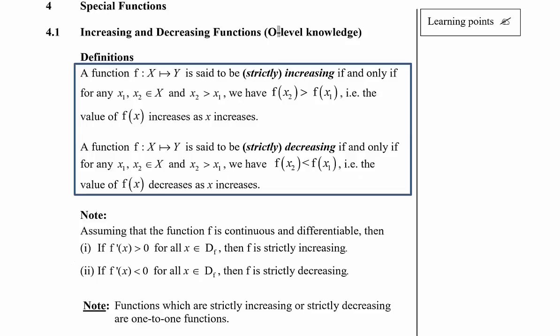Increasing and decreasing functions are just O-level knowledge. In the O-levels, we have learned that if f prime x is more than 0, that means your dy dx is more than 0, then f will be strictly increasing. And if it is less than 0, then f is strictly decreasing. So that their graphs are going to look something like this versus something like this. All right.